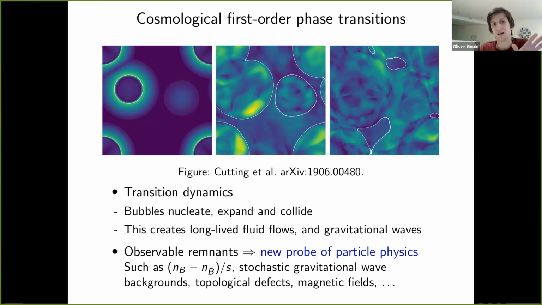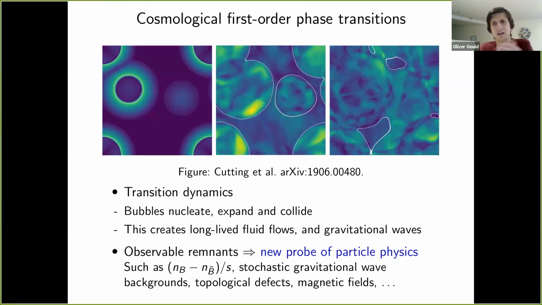Early on, bubbles of the new phase nucleate. As the universe grows and cools, at some point it cools below some critical temperature, at which point bubbles of the new phase can nucleate. Those bubbles grow because it's energetically favorable for them to do so. They collide, their collisions create fluid flows, and those fluid flows in turn create gravitational waves. Those gravitational waves free stream and redshift, and in principle are visible today with a sensitive enough detector.